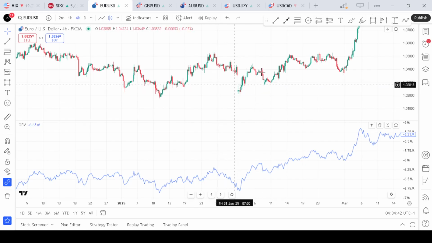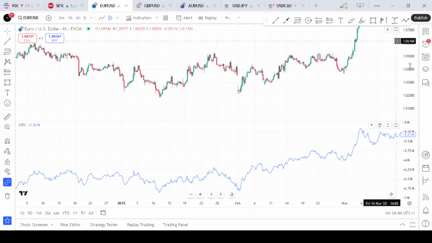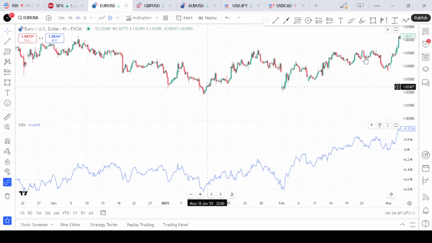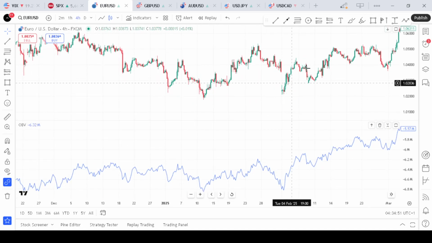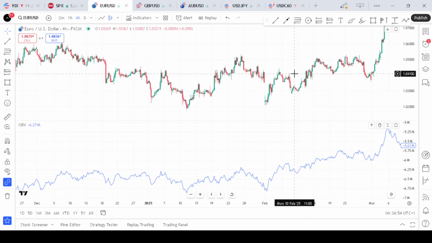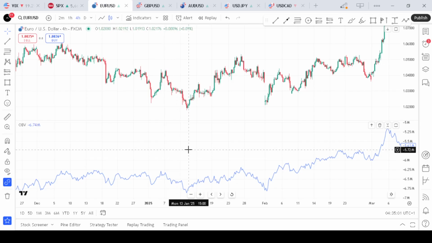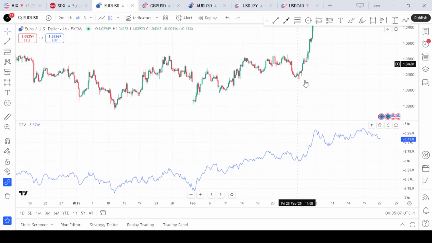Now let's see how we can trade with the On-Balance Volume indicator. The first step when trading using the On-Balance Volume indicator is to identify the trend. First, you use the OBV to confirm if the trend is supported by the volume. A rising OBV with a rising price confirms an uptrend, and as we can see in this area, when price was rising to the upside, you can see the OBV is rising to the upside. This indicates strong buying pressure.